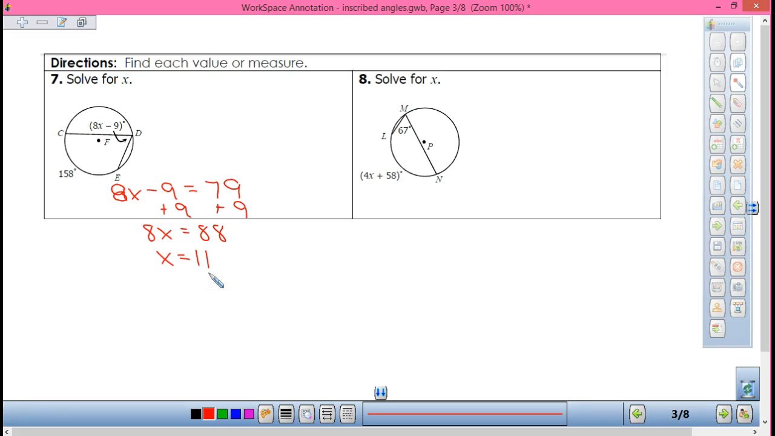Okay. If my angle is 67, 4x plus 58 is going to equal 134. So 4x equals 76. So x is 19.